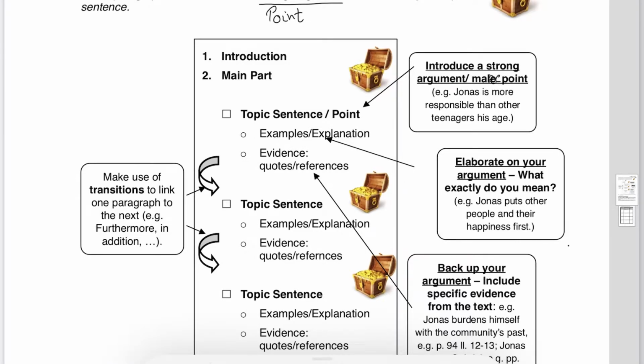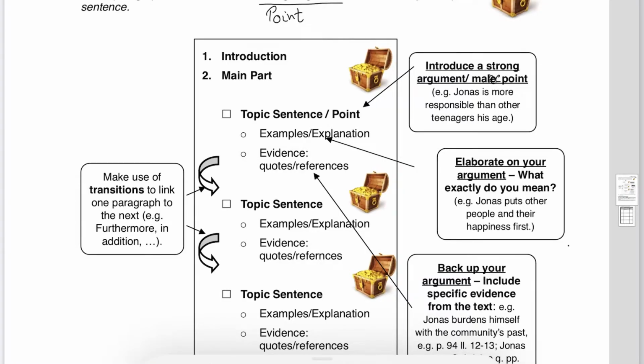You can say lots of things about Jonas, and the interesting thing in the analysis is that you not only make the point, but you prove your point and you explain it. So the next step is the explanation, where you give examples for that. So why do you think Jonas is more responsible than other teenagers his age? This is why it says elaborate on your argument. To elaborate means ausführen. So you say a bit more about that. Why is Jonas a more responsible person than other teenagers his age?